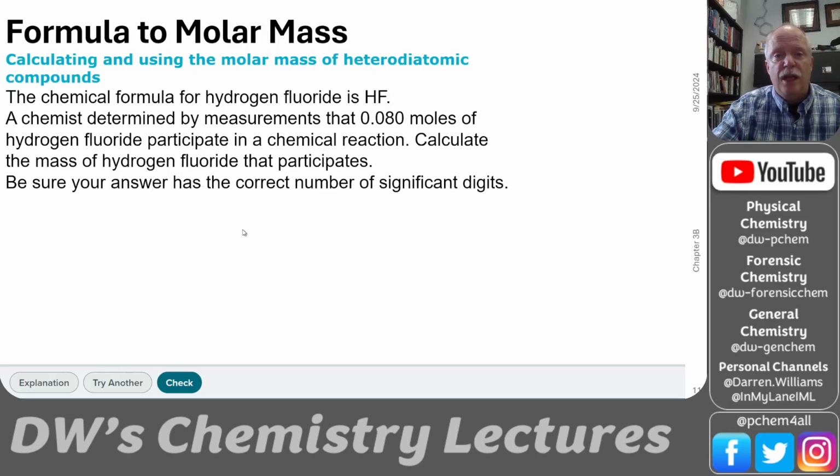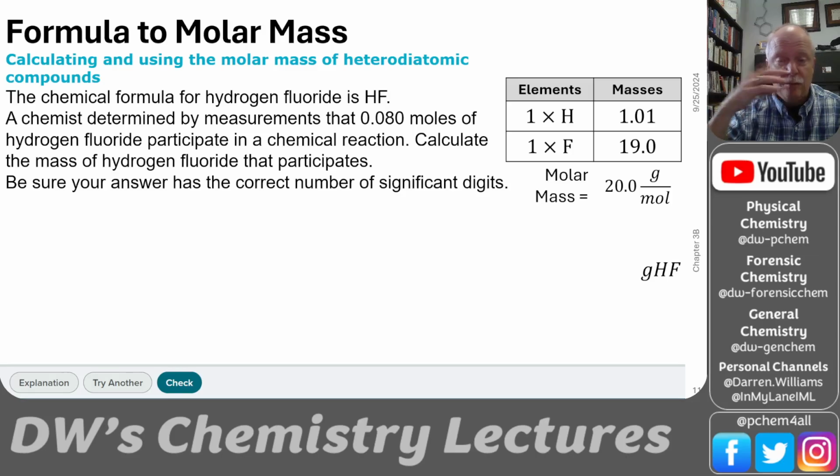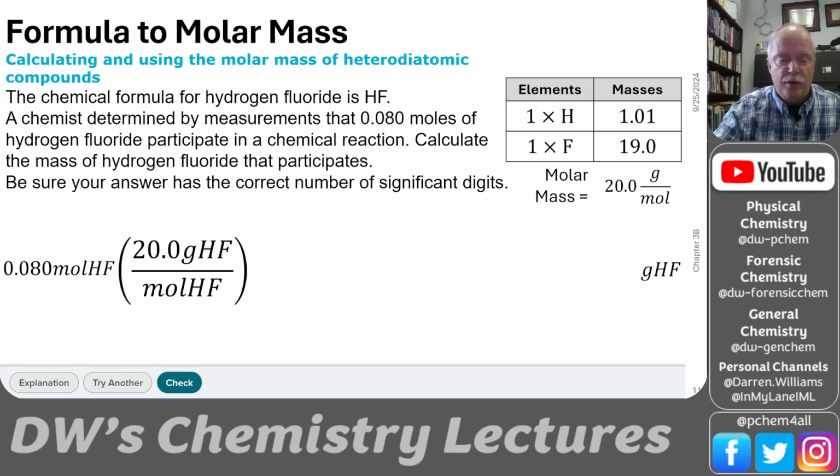You also need to be very good at calculating molar masses. So here's a formula, HF. It's talking about measuring 0.08 moles of this. How much mass is there? We're going to grams of HF, and we're starting with moles of HF, so we need to know the molar mass. I always do these in table format. I've got 1 hydrogen, which has a mass of 1.01, and 1 fluorine, which has a mass of 19. Add those together and you get a molar mass of 20. Now we can go to our problem. We're starting with 0.08 moles of HF. These are chemical units, and we're going to convert them to lab units. Multiplying that by 20 grams per mole for HF, we end up with 1.6 grams of HF.